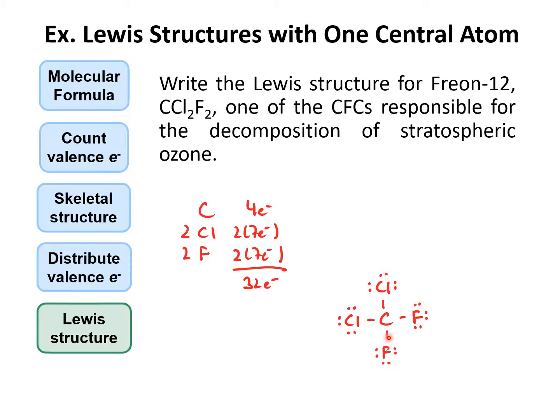And so this is the correct Lewis structure for dichlorodifluoromethane. Finally, you'll note that even though chlorine does not have to obey the octet rule, in this case it does indeed have an octet, 2, 4, 6, 8 electrons.